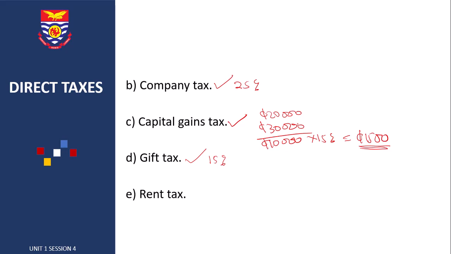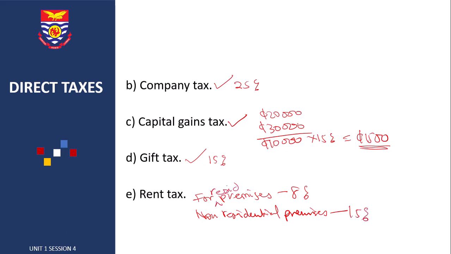And in Ghana too, we have two forms of this rent income. For residential premises, the rent tax is 8%, and for non-residential premises, we have 15%. So for residential premises, we have 8%, and for non-residential premises, we have 15%. So that is the tax rate.